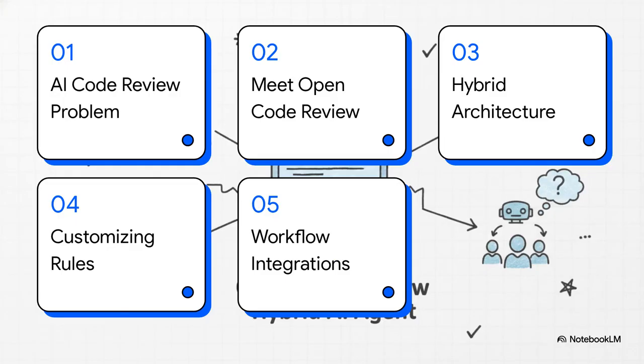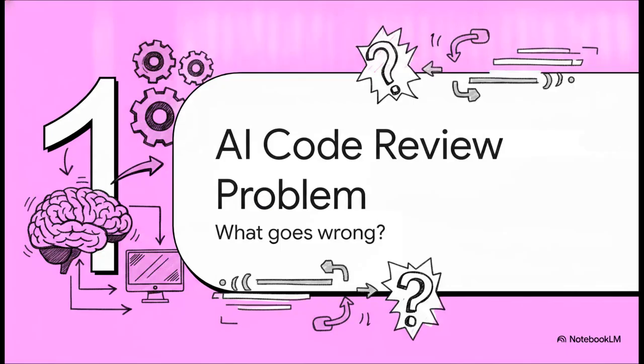Here's our roadmap for today. We'll start with the AI code review problem, meet Open Code Review, dive into its hybrid architecture, check out how to customize your review rules, and wrap up with workflow integration options. Let's jump in. Part 1.